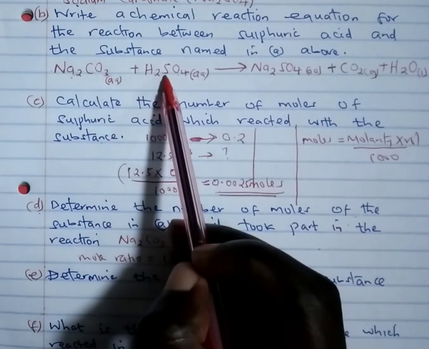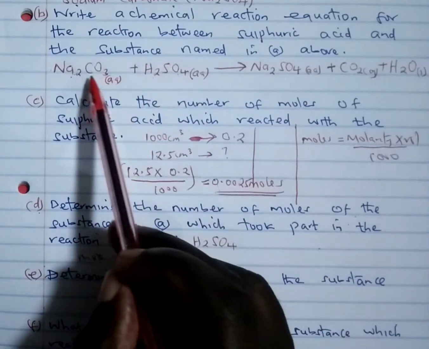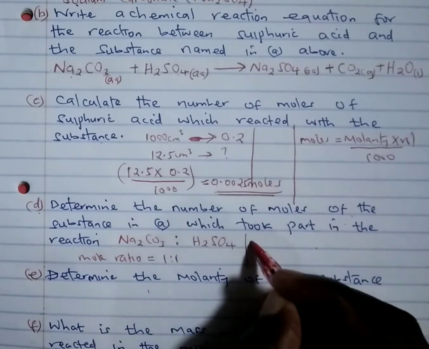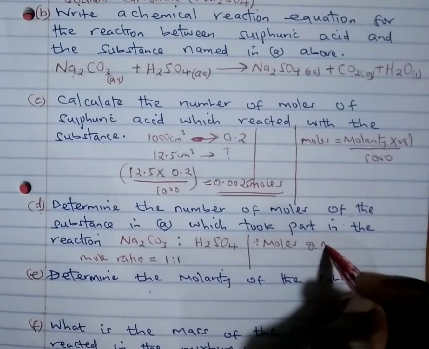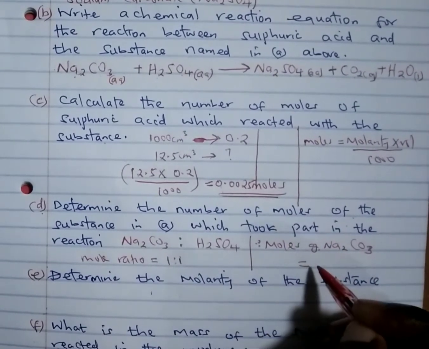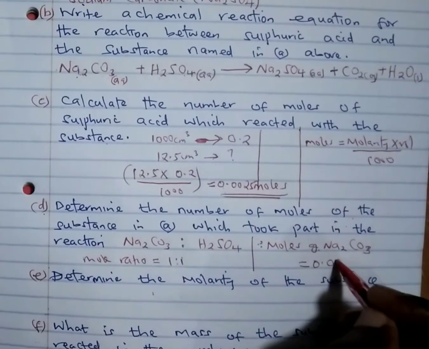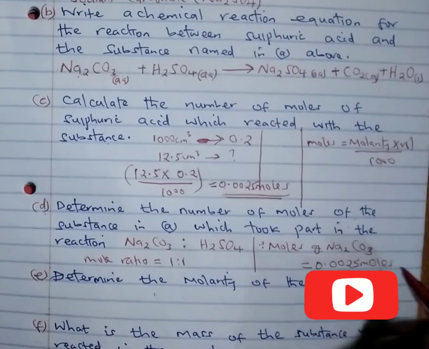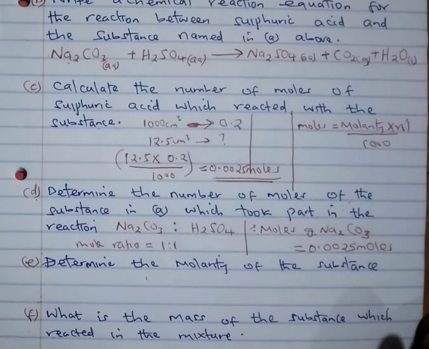It means the ratio in which the carbonate and the acid reacted is the same. And if the mole ratio is the same, then it means the number of moles of the acid are the same as the number of moles of the carbonate, and therefore we can say moles of the carbonate, that is sodium carbonate, are going to be equal to the number of moles of the acid, which is 0.0025 moles. We go to part E.